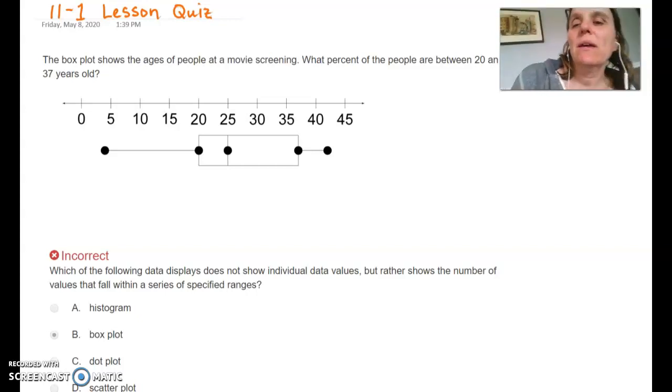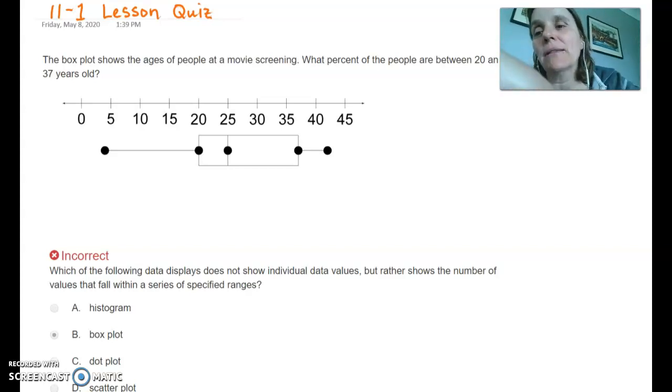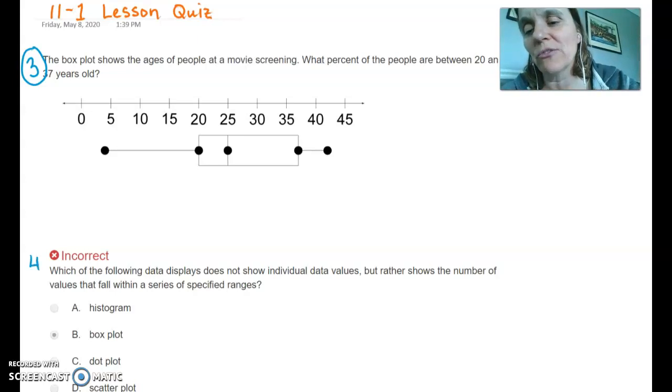Let's do a quick review of a couple of questions that were on the lesson quiz. They both had to do with box plots, and these were the most missed questions on your lesson quiz. I think this was number 3, and this one was number 4.